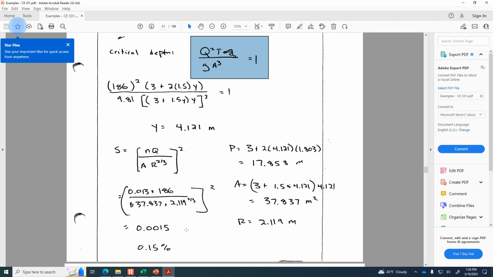Now there's this terminology called a mild slope. A mild slope is any slope which is less than that. So it would mean it's more shallow or more flat than 0.15%. A mild slope will cause subcritical flow. So what do you think it's called when it is a slope that causes supercritical flow?